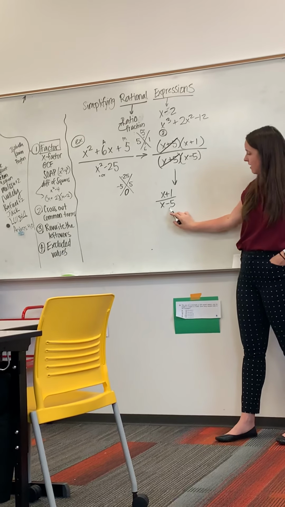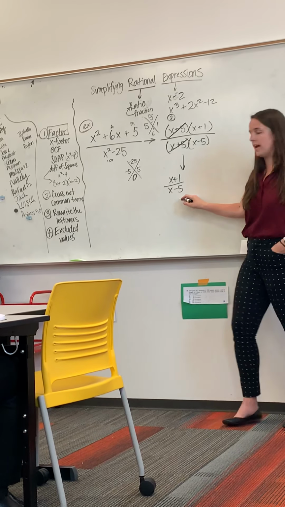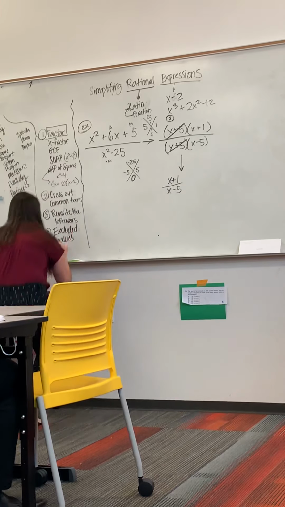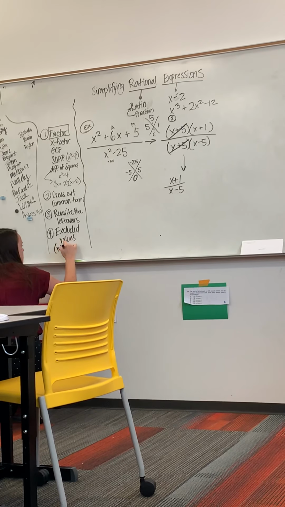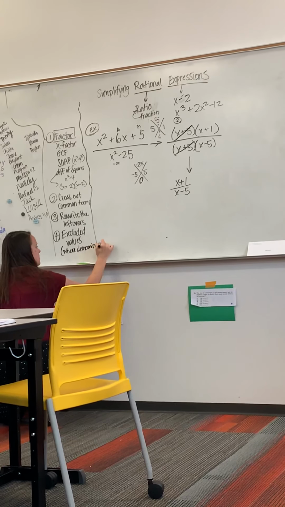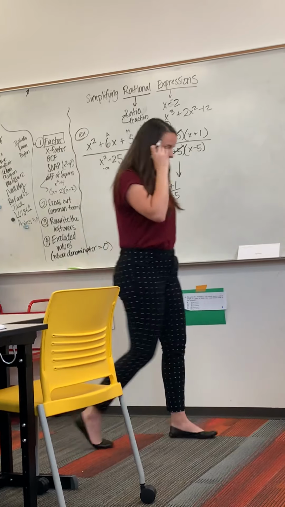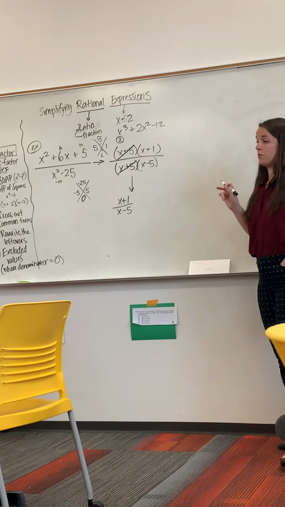So excluded values are my values where the denominator equals 0, right? So let's make a note of that. Excluded values where denominator equals 0. Does anyone have any idea why I'm focusing on the denominator and not the numerator?